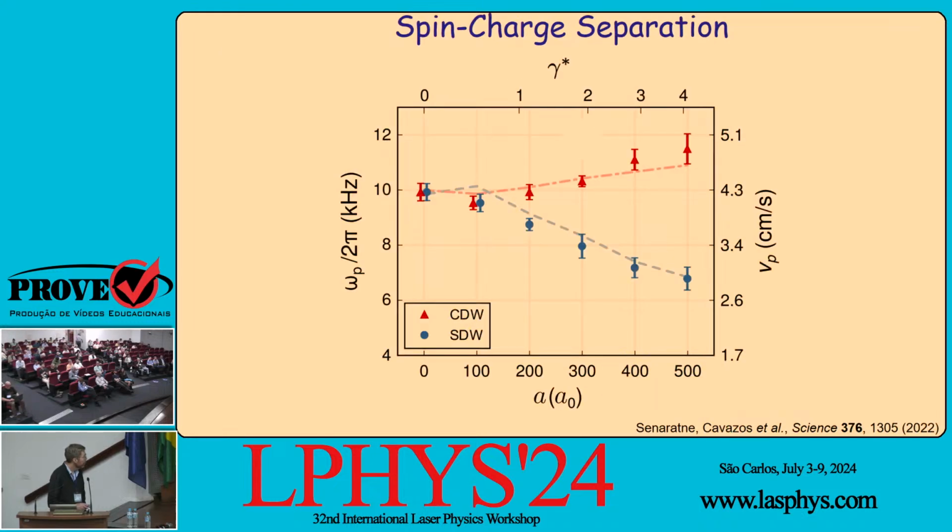So this is the spin charge separation, which shows that the two speeds are the same at zero interaction here. As you increase the interaction, the spin density wave decreases in speed while the charge increases. And the dashed lines are the theory. So this is, I think, the first really theoretically accurate comparison of data and theory.